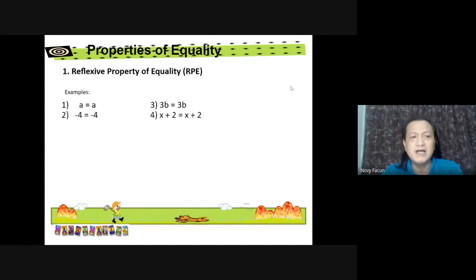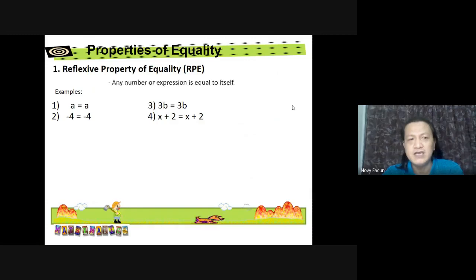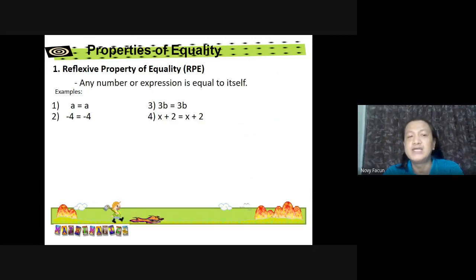So, unang-una, pag sinabi natin reflexive property of equality or that's acronym RPE. If you're going to observe the example 1 to 4, A equals A, negative 4 equals negative 4, 3B equals 3B, X plus 2 equals X plus 2. Kapag titignan natin, parehas lang siya, di ba? Yung left side and right side. So therefore, pag sinabi natin reflexive, any number or expression is equal to itself. Ibig sabihin, kung ano yung nasa kaliwa mo, pares lang siya doon sa nasa kanan. Yun ang ibig sabihin ng reflexive.